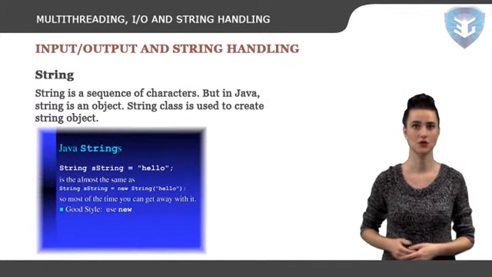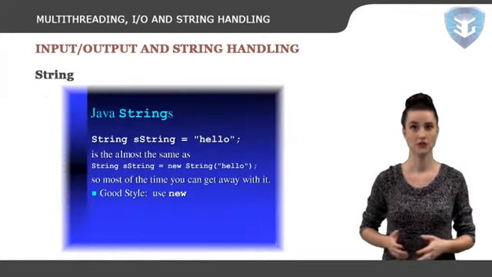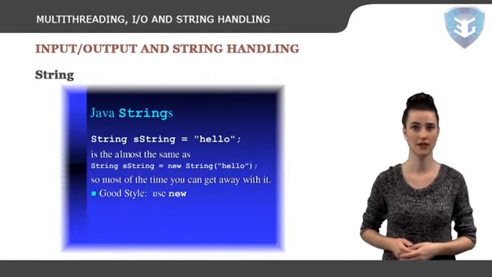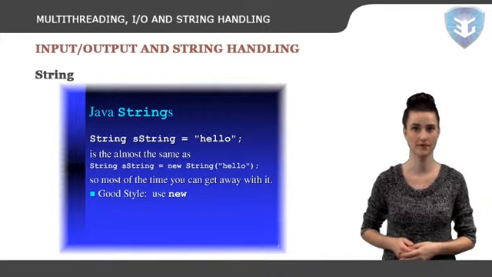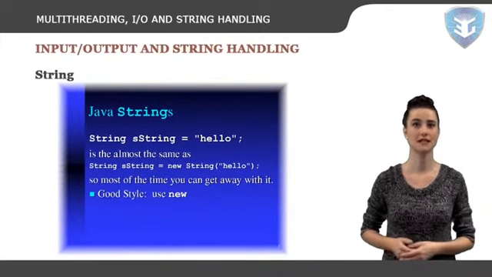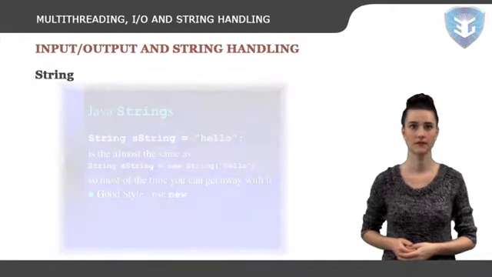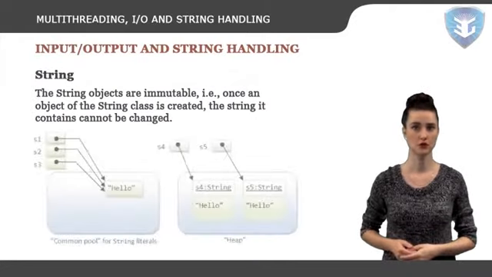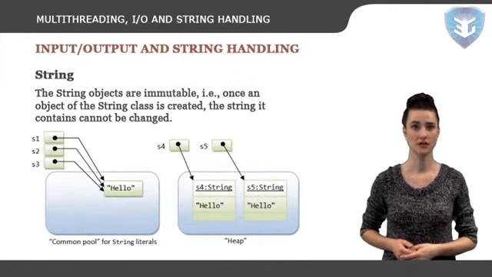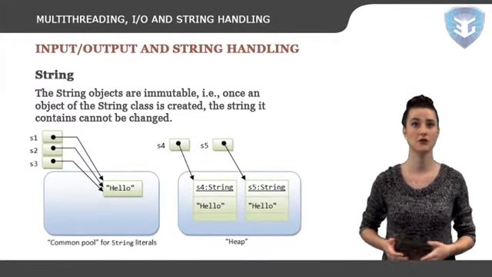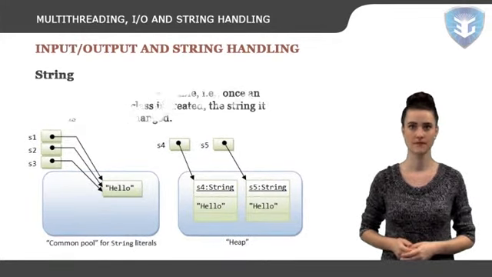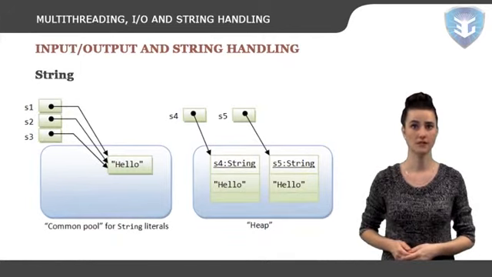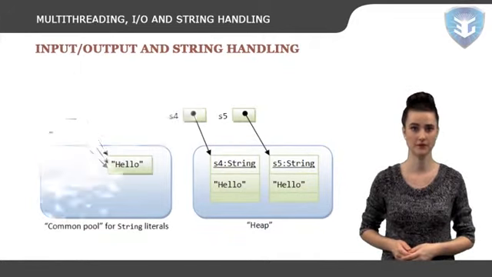String class is used to create string objects. The String class is defined in the java.lang package, and hence it's implicitly available to all the programs in Java. The String class is declared as final, which means that it cannot be subclassed. The string objects are immutable. Example, once an object of the String class is created, the string it contains cannot be changed. In other words, once a string object is created, the characters that comprise the string cannot be changed.